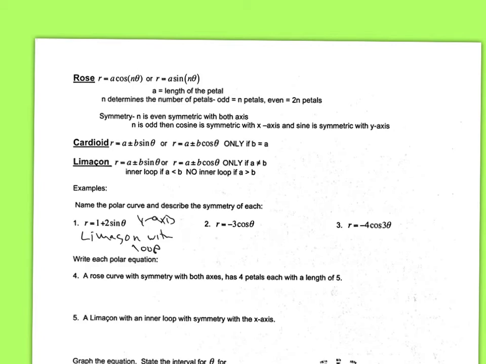-3 cosine theta. Well, it's all multiplying, but there's no number that's larger than 1 in front of theta, so this is a circle. And this has symmetry with the x-axis because of the cosine. Now, we're concerned with this right here. That one is multiplying, and now we have a number in front of it. It's odd, so we know we have 3 petals. It doesn't ask for that, but just to kind of go through it. So this is a rose, and it has symmetry with the x-axis because it says cosine.